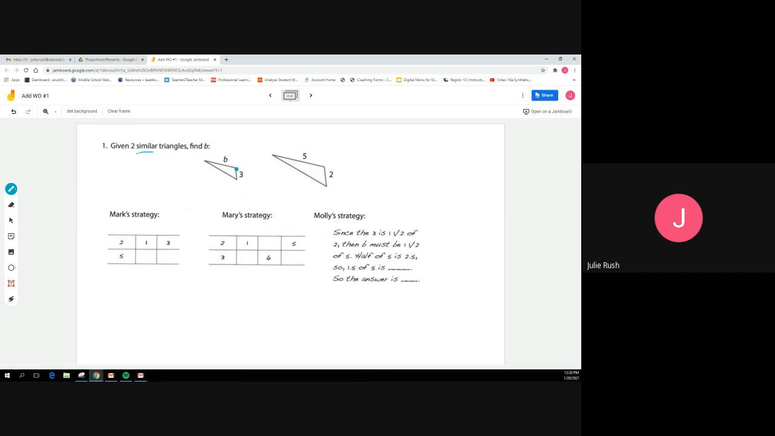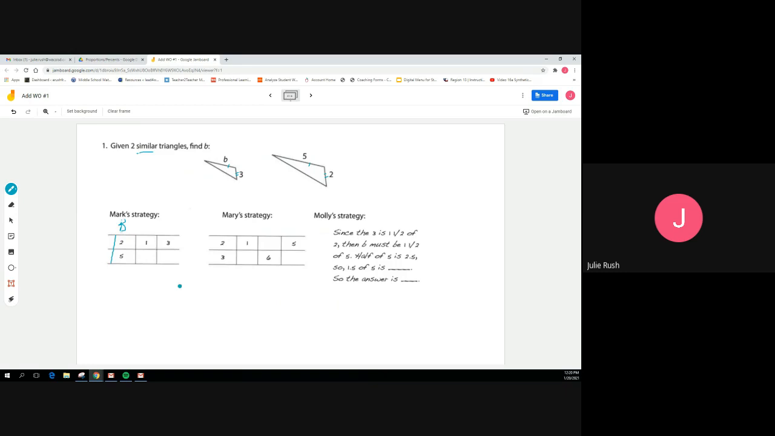Okay, so we're looking for B. B matches up with 5 here, and the 3, and I'm going to make just two little marks here, matches up with the 2. So let's start with Mark. Mark wrote 2 to 5. So he took the short side and the long side of the same triangle. So he has the bigger triangle written here vertically. So this is the big one.